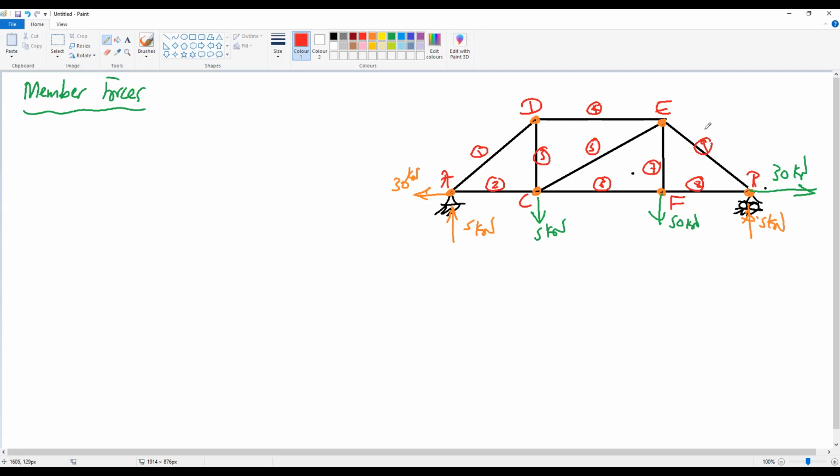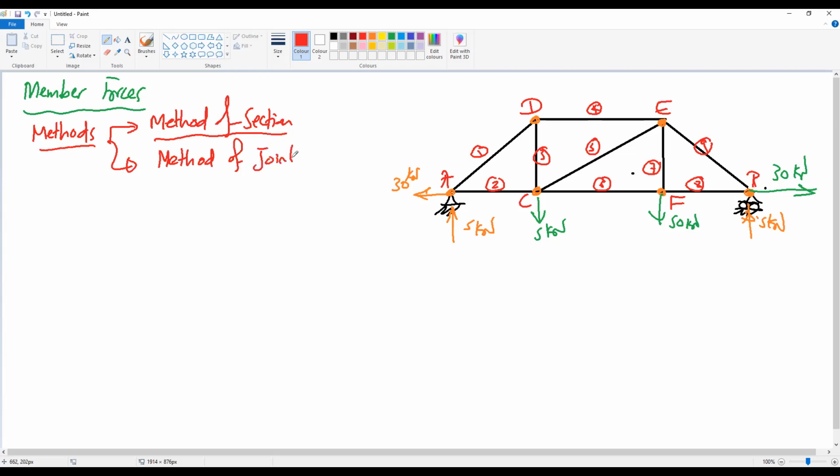Okay, the two methods we have to find the member forces: first one is the method of section. So we need to make a cut and then study the stability of the truss. The second one is the method of joint. So we will discuss each joint by joint. And we can also do a combination between the two methods. Okay, so I will start with the method of section first.